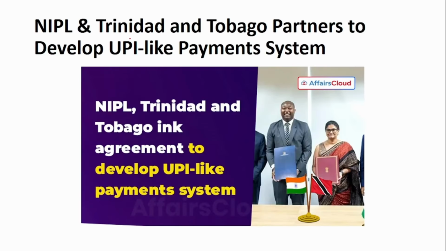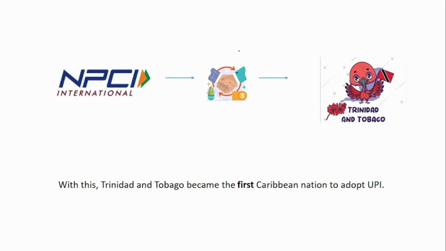The next news is about developing a UPI-like payment system outside India. NPCI International, the international arm of the National Payments Corporation of India, has entered into an agreement with Trinidad and Tobago. This will be the first Caribbean nation to adopt the UPI system.